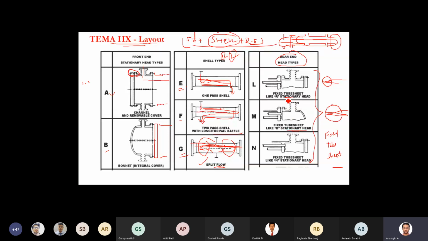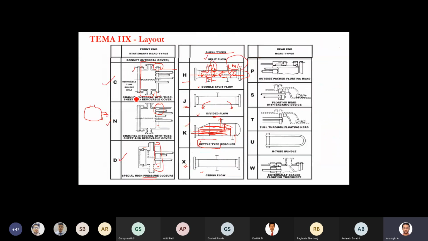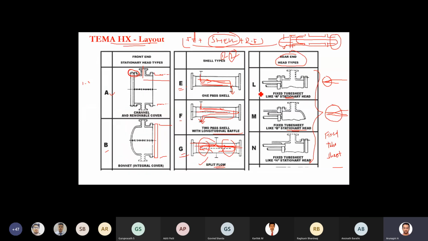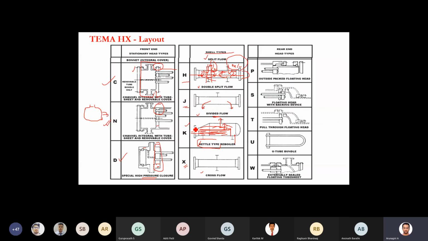Okay, so this is important. This is stationary head. Then fixed tube sheet like N stationary head. This is N type, A B N type. I am extremely sorry. So L is equivalent to A, M is equivalent to B, N is similar to your N, like our front end head. Okay, the same thing. Everything is the same.